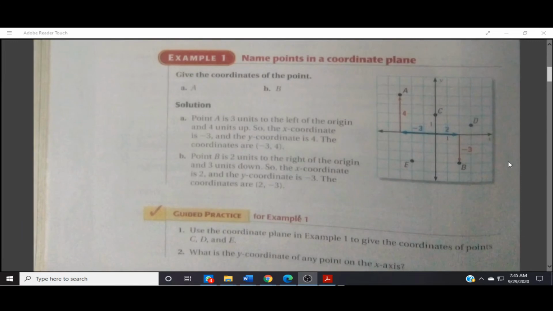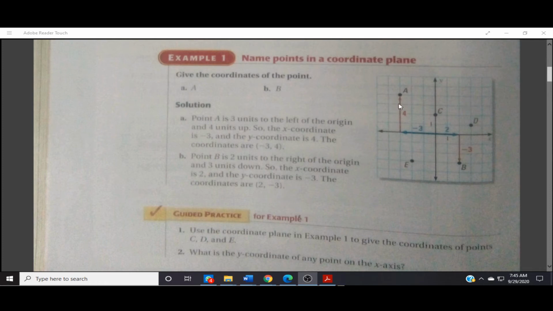Okay, so they give us a coordinate point. They give us the coordinates of A. Well, for A, we start with x, so x is negative 3, and y is 4. So our point is negative 3, 4. Likewise, point B is going to be positive 2, then negative 3. So positive 2, negative 3 would give us 2, negative 3. So you notice right there.